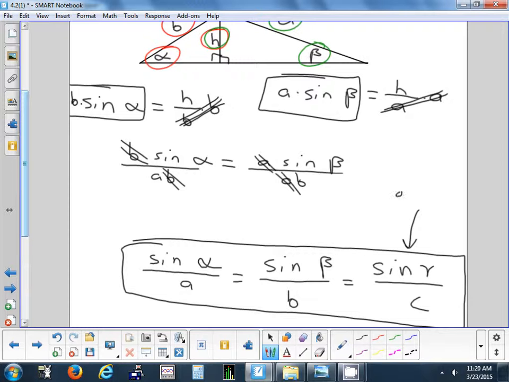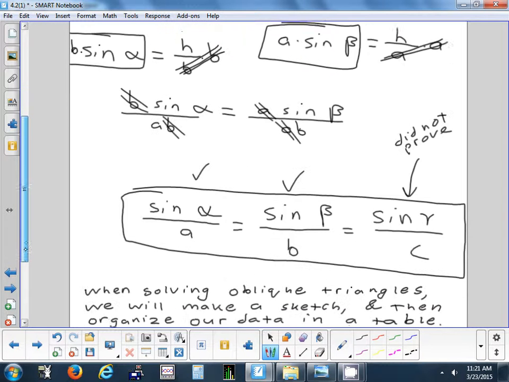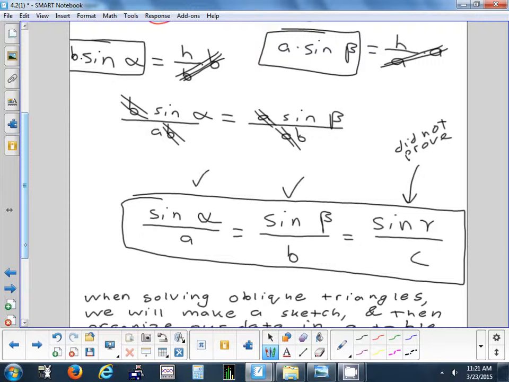Okay. We didn't prove this part. We're not going to. I only proved the first two parts to you. But you could prove the third part very easily. Just draw in a height from a different side. Instead of drawing it from the top, draw it in from the lower right. And go through the same thing again. This is your law of sines.